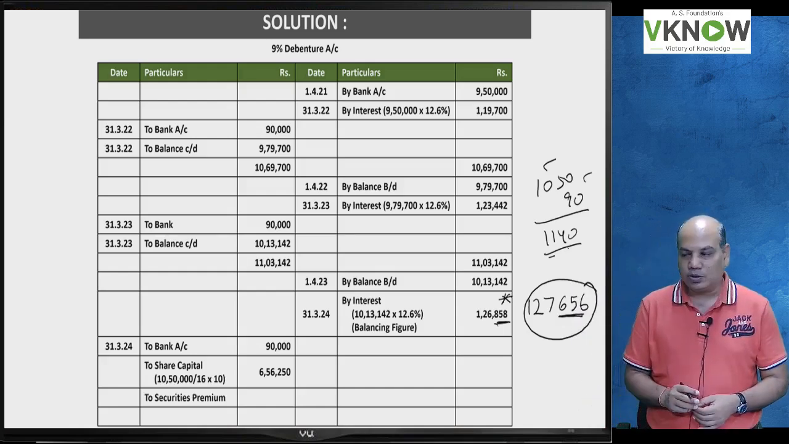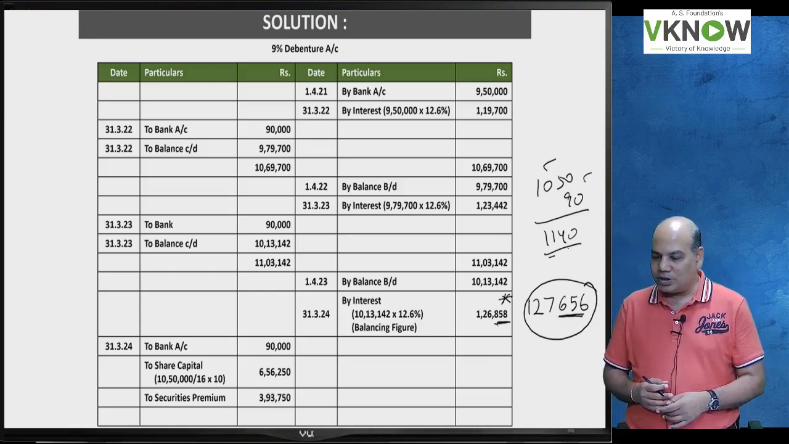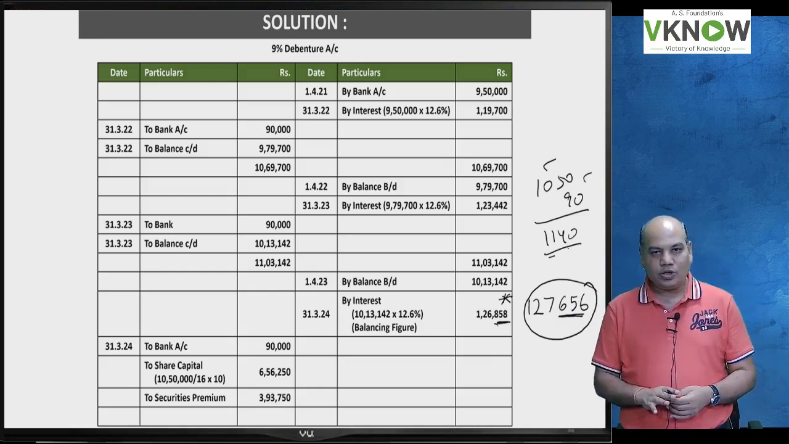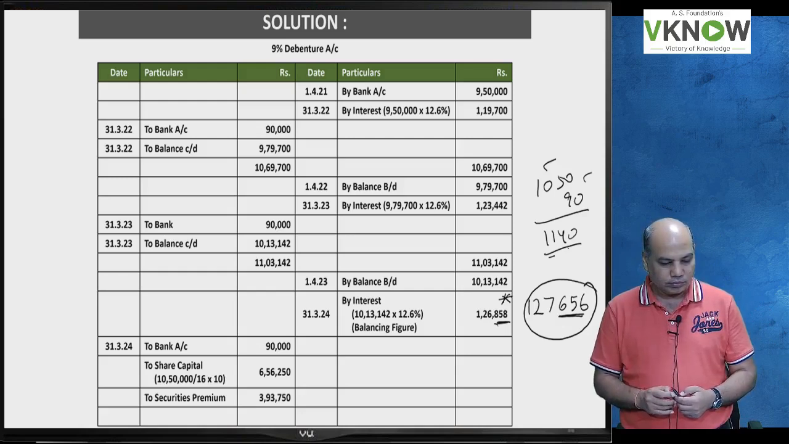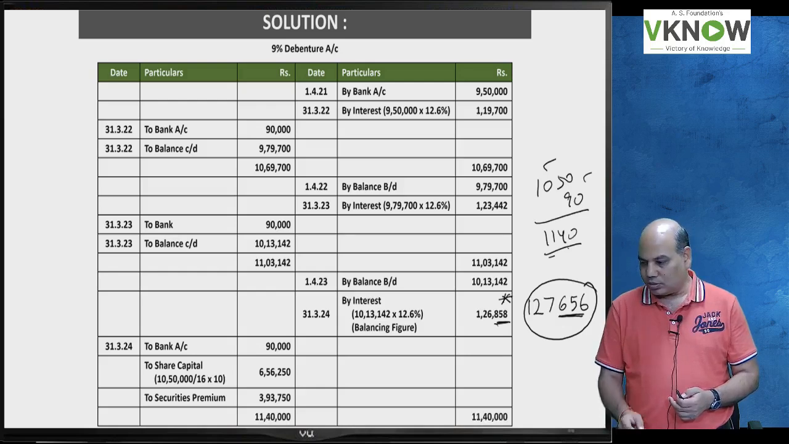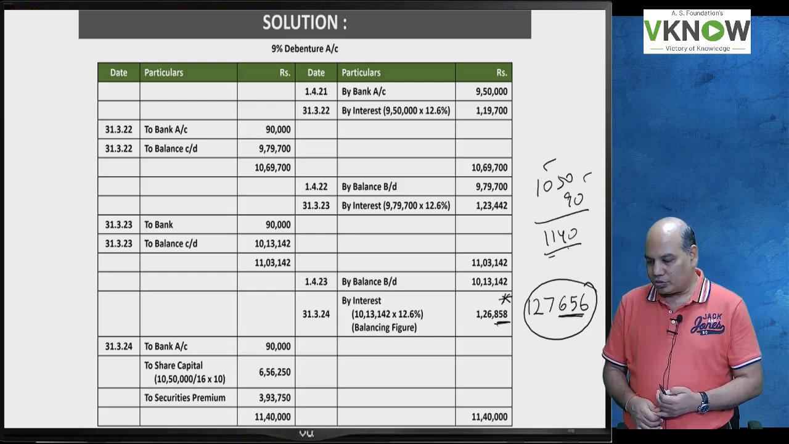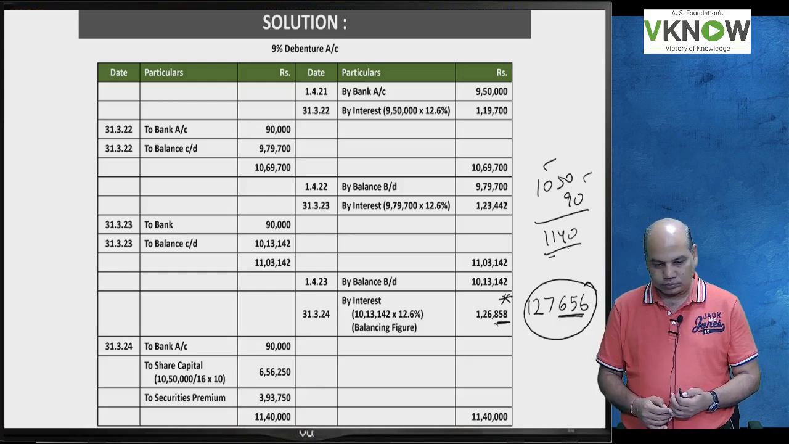656,250 balance to securities premium. This standard does not tell you to transfer to securities premium. The Companies Act tells you that when you are issuing your own equity shares and you get something more than face value, that additional amount received is transferred to securities premium. So to securities premium, 393,750. That is how the ledger will be prepared.